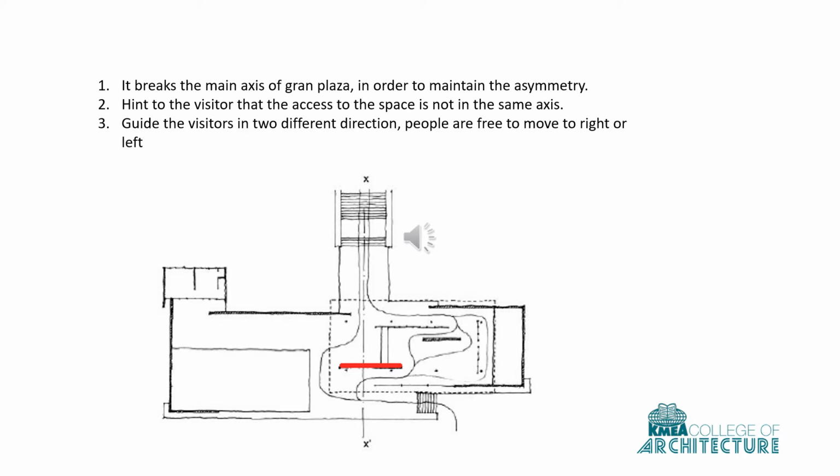The red line shown in the figure breaks the main axis of the Grand Plaza in order to maintain the asymmetry. It's a hint to the visitor that the access to the space is not on the same axis. It guides the visitor in two different directions. People are free to move to the right or left.